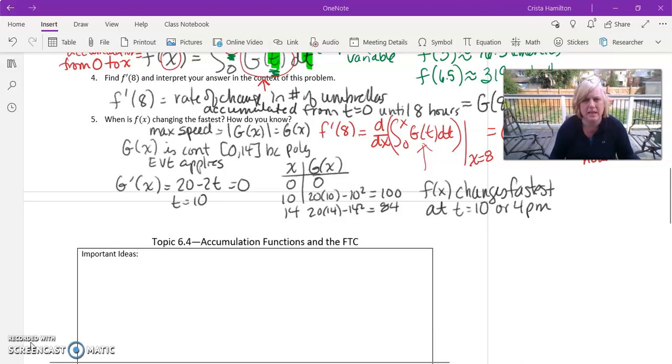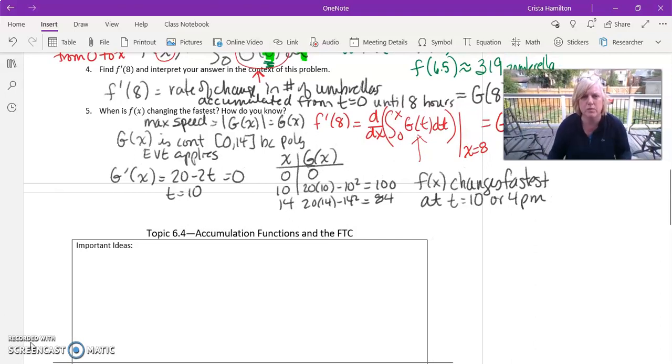But I did want to come back in and talk a little bit more about the problem that we were finishing up last time, because my 15 minutes was up, so we ended pretty quickly. I do want to talk about this: when is f of x changing the fastest? The idea was that you had to realize you were doing an optimization problem, and so we were working on an EVT argument. Do realize that an EVT argument is not the only thing we could have done for this problem. I did it by looking at g of x being continuous on 0 to 14, therefore I could use EVT and just went through and took the derivative and so on.